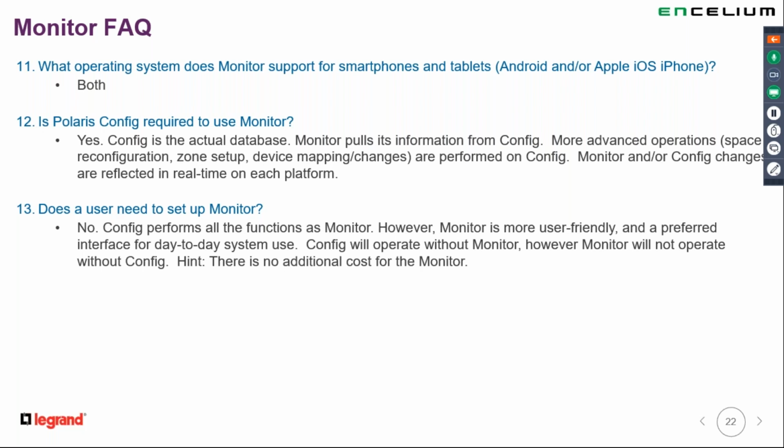Is Polaris Config required to use Monitor? Yes. Config is the actual database. Monitor will pull its information from Config. More advanced operations, space reconfiguration, zone setup, device mapping and changes, those are all performed on Config. Monitor and/or Config changes are reflected in real time on each. So if you make a change on one, it's reflected on the other.